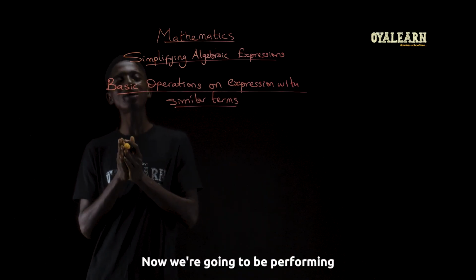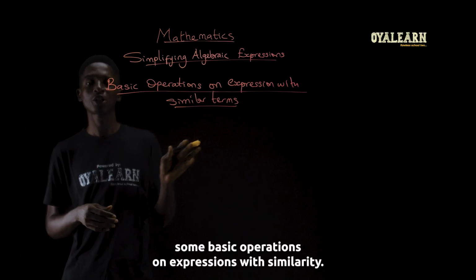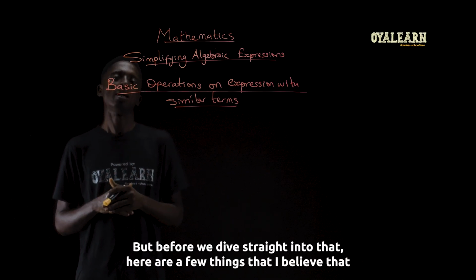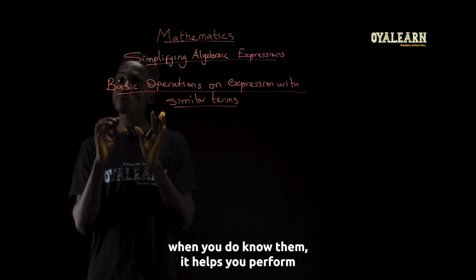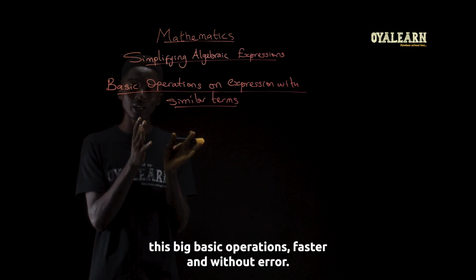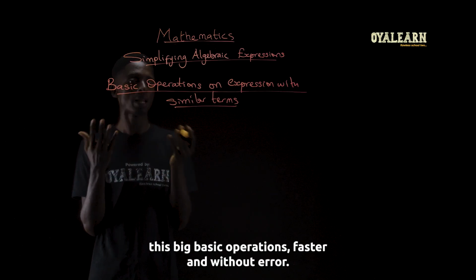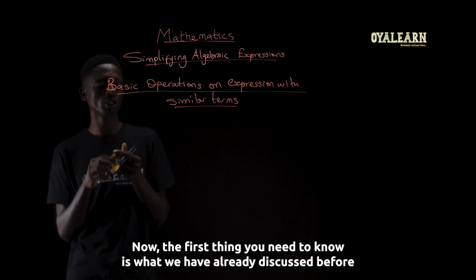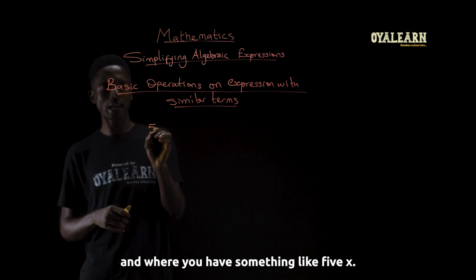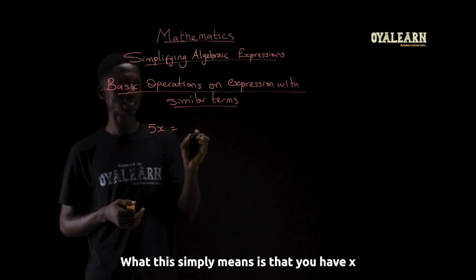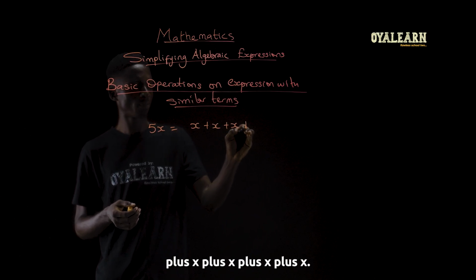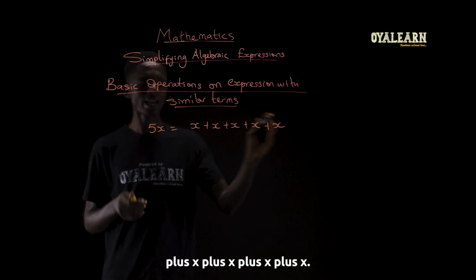Now we're going to be performing some basic operations on expressions with similar terms. But before we dive straight into that, here are a few things that I believe that when you do know them, it helps you perform these basic operations faster and without error. Now, the first thing you need to know is what we have already discussed before, and where you have something like 5x. What this simply means is that you have x plus x plus x plus x plus x.